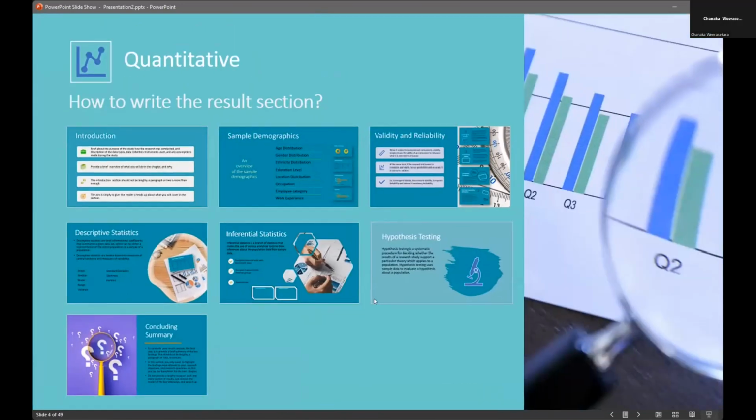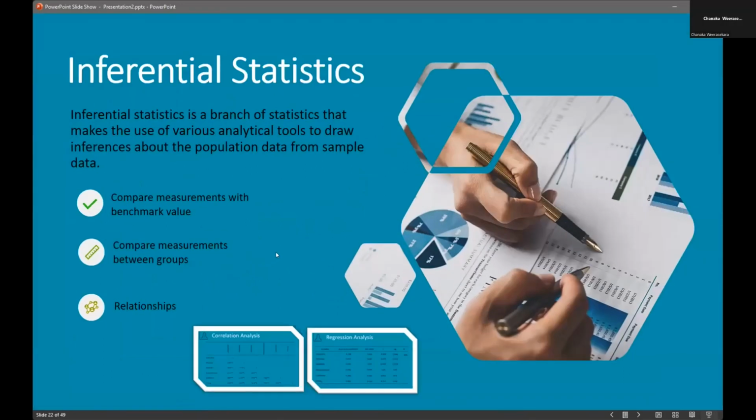We discussed descriptive statistics, then moving into the next important thing, that is the inferential statistics. Right. So inferential statistics are actually the most important thing, because this is where we are going to address our hypothesis. Inferential statistics is the branch of statistics that makes use of various analytical tools to draw inferences about the population. That means we create hypotheses and we test hypotheses, and then we claim that the tested hypothesis is also valid for the population, right?